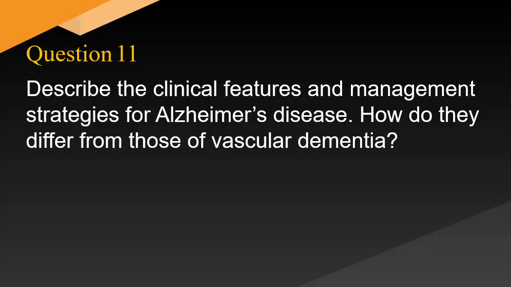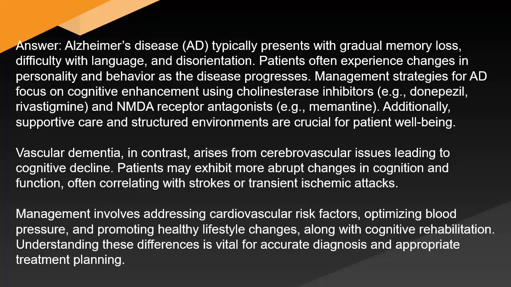Describe the clinical features and management strategies for Alzheimer's disease. How do they differ from those of vascular dementia? Answer: Alzheimer's disease typically presents with gradual memory loss, difficulty with language, and disorientation. Patients often experience changes in personality and behavior as the disease progresses. Management strategies for AD focus on cognitive enhancement using cholinesterase inhibitors, e.g., donepezil, rivastigmine, and NMDA receptor antagonists, e.g., memantine. Additionally, supportive care and structured environments are crucial for patient well-being.